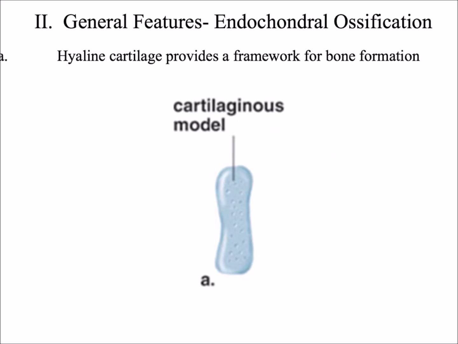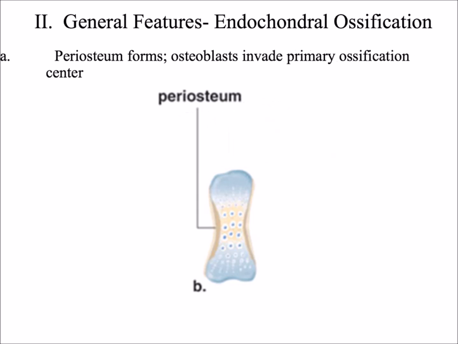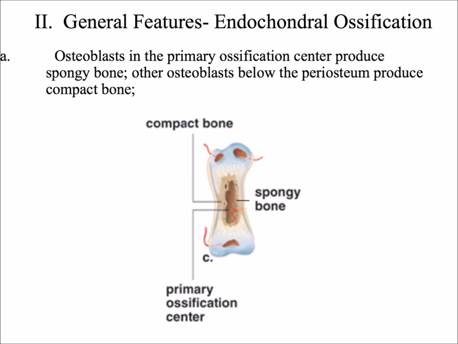So the first thing that you need is a cartilage model, right? This cartilage model will provide a framework. In the center of this cartilage model, cells will spontaneously change into osteoblasts. So within the diaphysis, osteoblasts begin laying down bone. The center is called the primary ossification center, right? So in the middle of the diaphysis, osteoblasts begin replacing cartilage with bone.